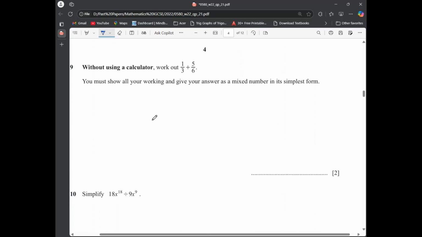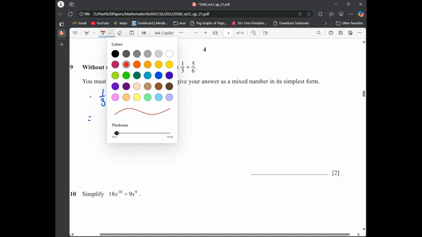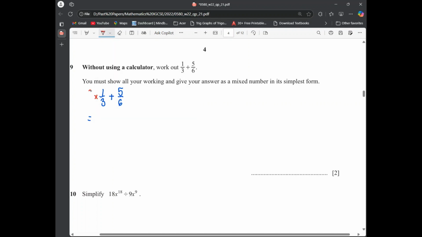Question 9. Without using a calculator, work out 1 over 3 plus 5 over 6. 1 over 3 plus 5 over 6 is the same as, I'm going to write 3 with the same denominator as 6. In other words, I multiply the first term by 2 over 2, and the reason I'm doing that is to change that 3 to become a 6.